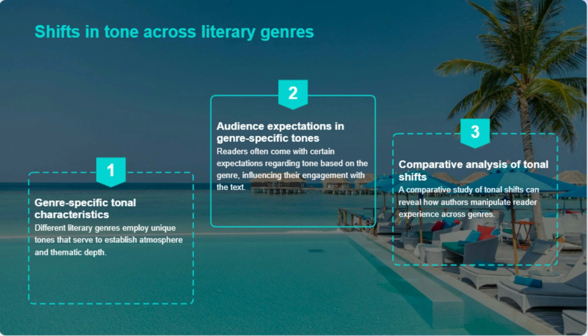Let's start with genre-specific tonal characters. So, different genres naturally lean into specific tones, and this reflects their themes, emotions, and narrative styles. So tone is how the author expresses their attitude, and that could be humorous, dark, hopeful, ironic, and the tone supports the genre's purpose. Here are a few examples.